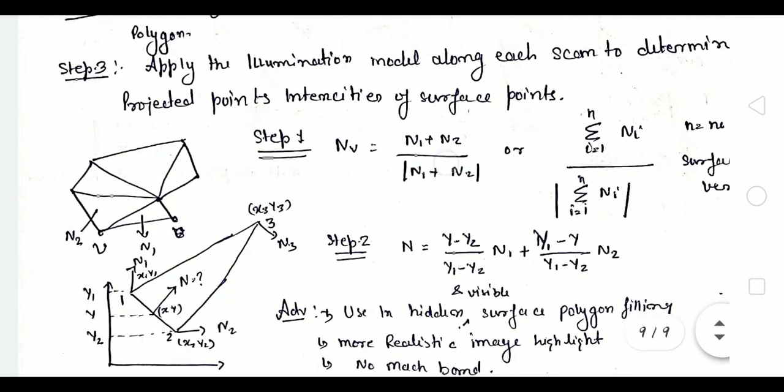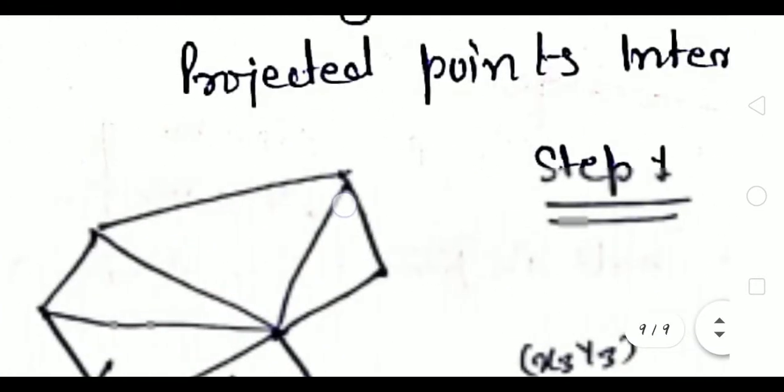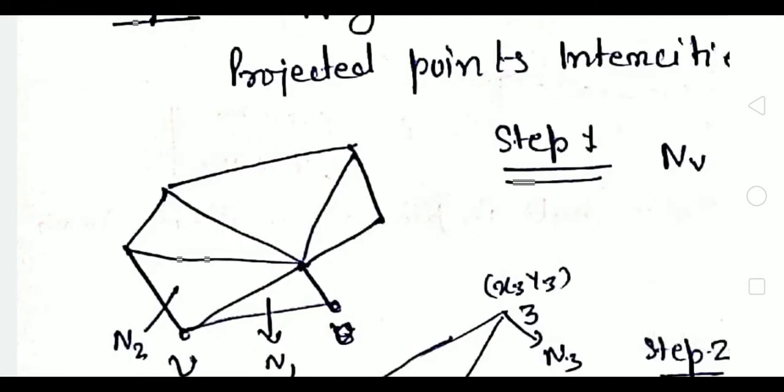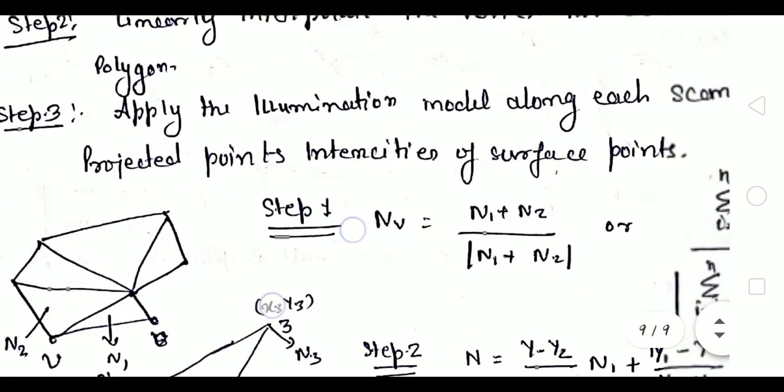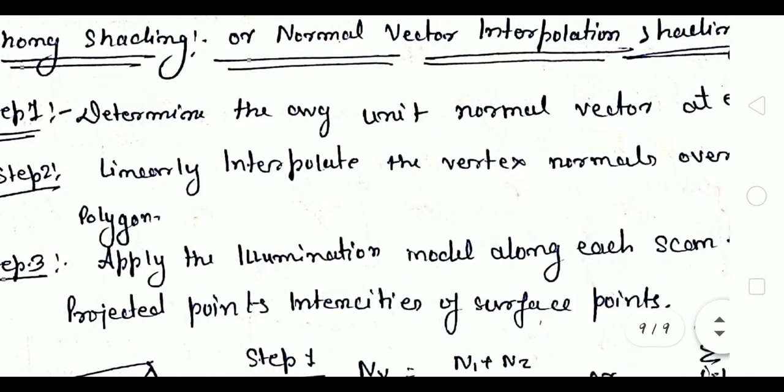So let's take an example polygon and see how we can solve this problem. Here is one polygon with five faces, and a vertex V. How many faces are considered with this vertex V? Two faces are considered, and the two faces have their own normal vectors n1 and n2. Now, according to the first step, you have to take the average unit normal vector.